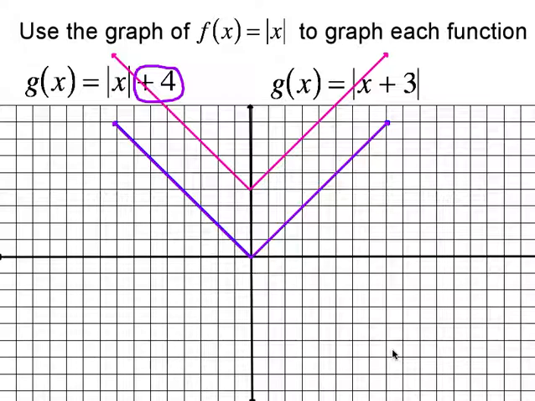Let's look at this one. So let's look at what is done. Is that a horizontal or a vertical? Horizontal. Horizontal, we do the opposite. So where am I going to go? Oh, I'm going to go to the left 3. So the blue is the original, the purple is the one we just got done doing, and then the pink. So that's all we do.